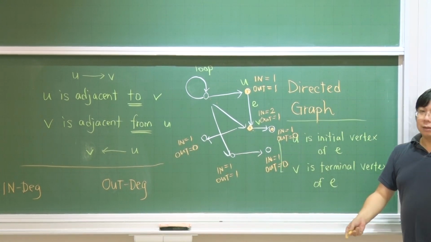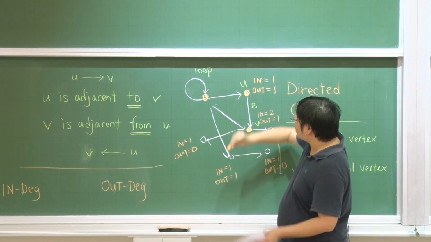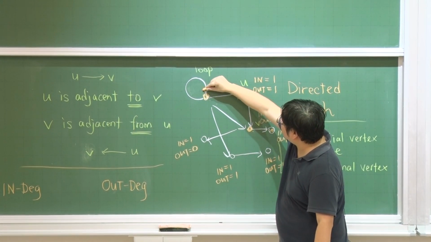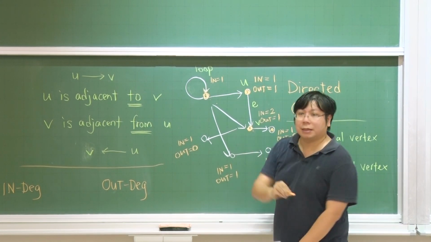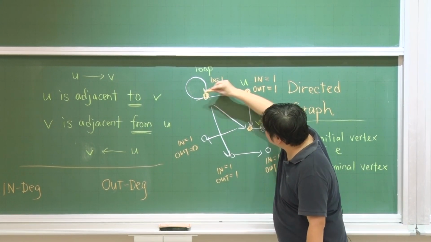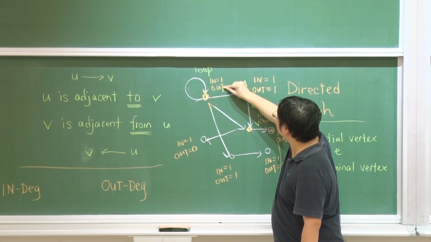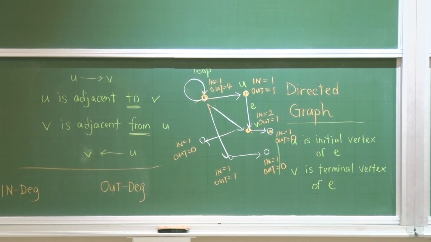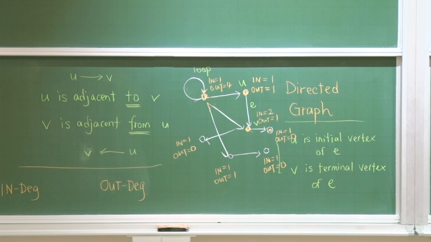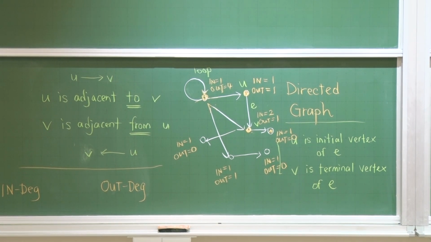Now this one is special, because we have a loop. We are counting how many in. In is just 1. How many out? This one is out, this one is out, this one is out, this one is out. So out degree is equal to 4. If you understand the concept of degree and in and out degree, could you please raise your hand? Good, excellent.